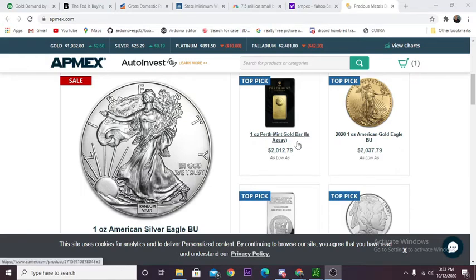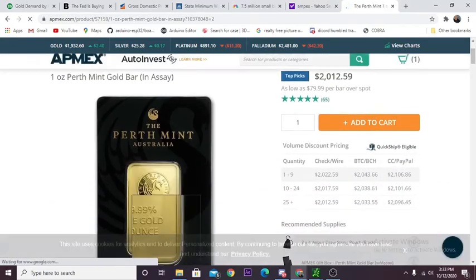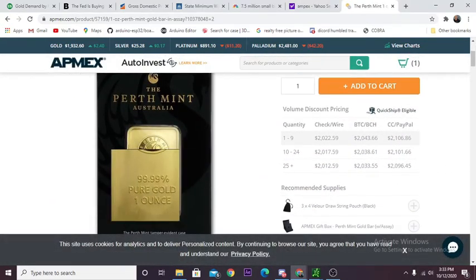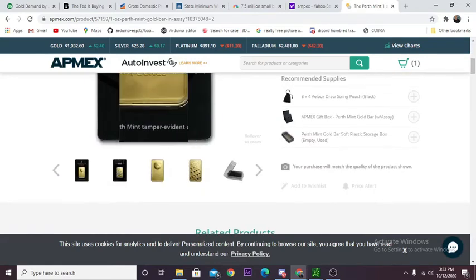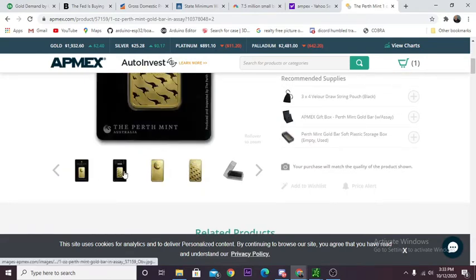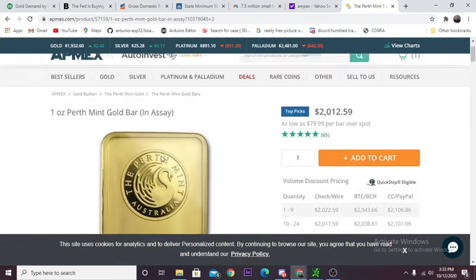Okay, so if I like this one, they have these bars and these coins, they're marked there with the purity, and they come with a nice little package. And in this case, this is from Australia.